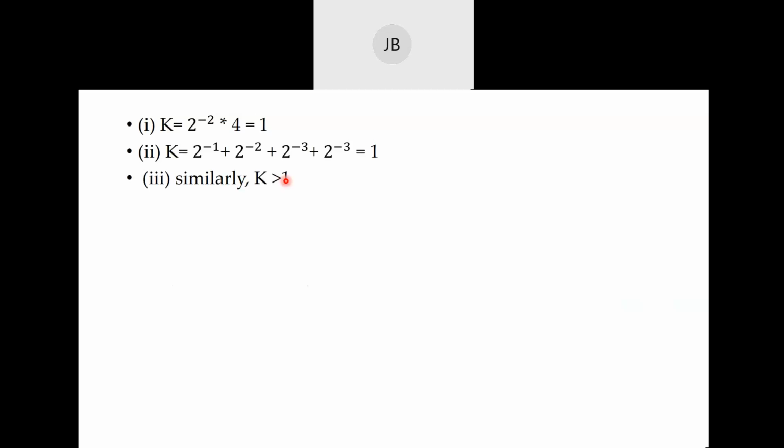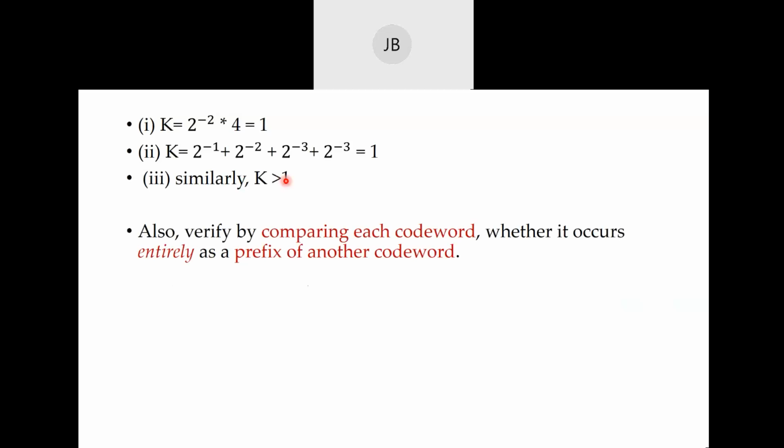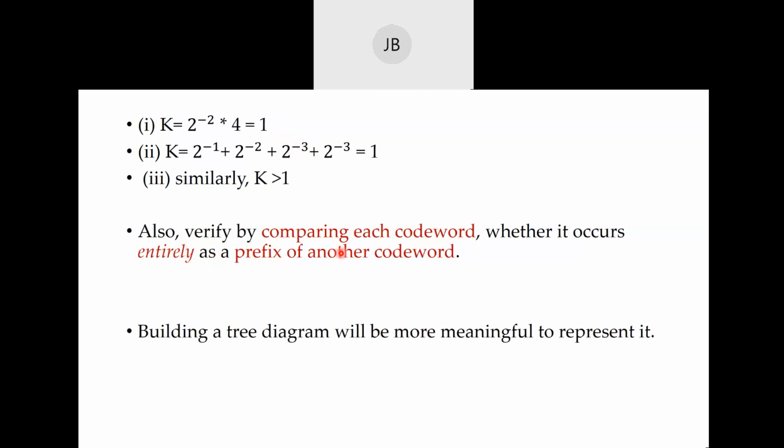So the third one is not a prefix free code from the Kraft inequality, or also by the method of comparison, what we have seen just before in the previous slide. We compared every code word, and we noticed that in the third code, one code word was entirely present in another code word as a prefix, so that is not a prefix free code, whereas the first one and the second one are prefix free codes.